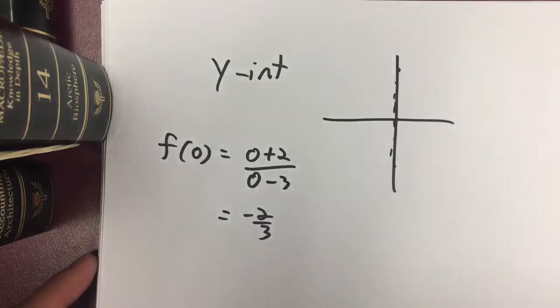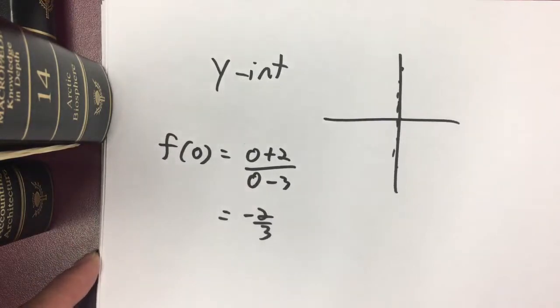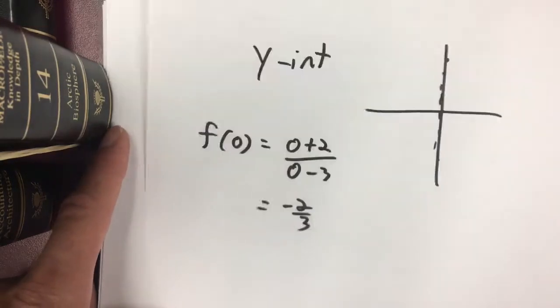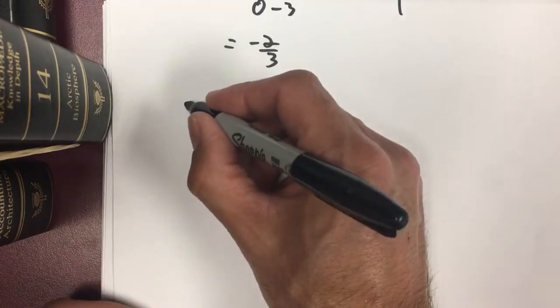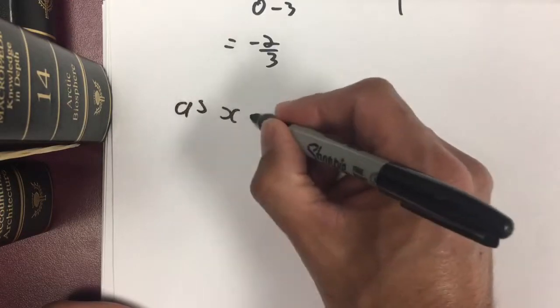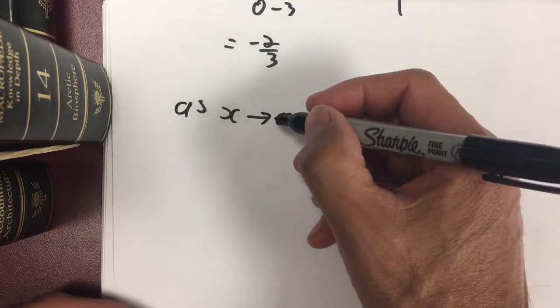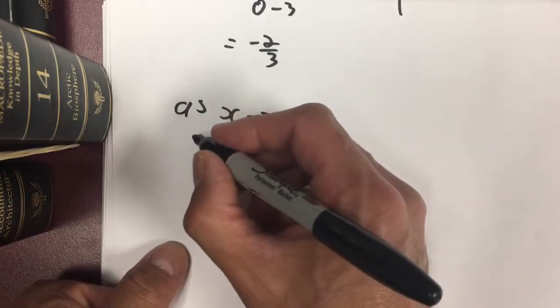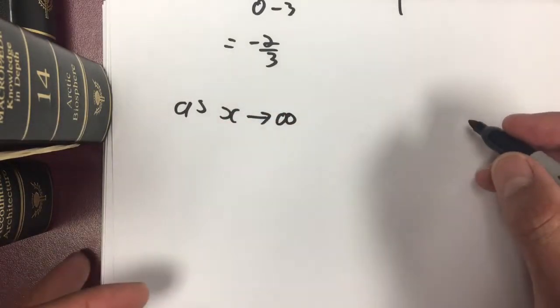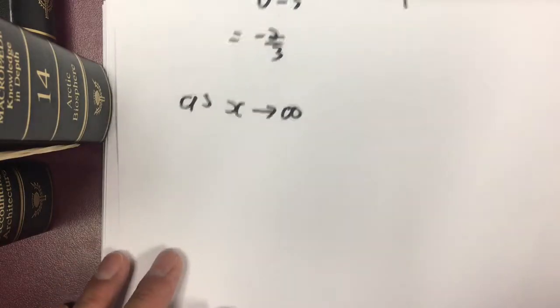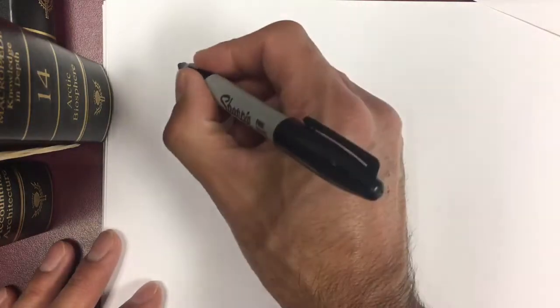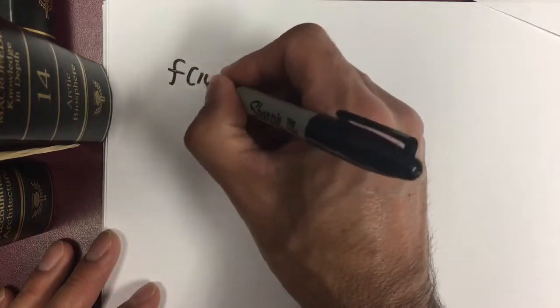Okay, now we're going to look at end behavior. We want to try and figure out what happens to our function as x goes to infinity. As x approaches infinity, all we need to do is put in really large values to figure out the pattern. So as x gets large, we'll put in a couple: 100 and 1,000.